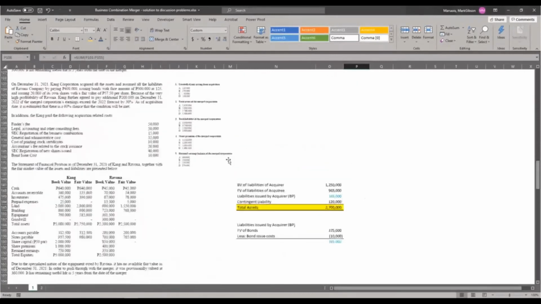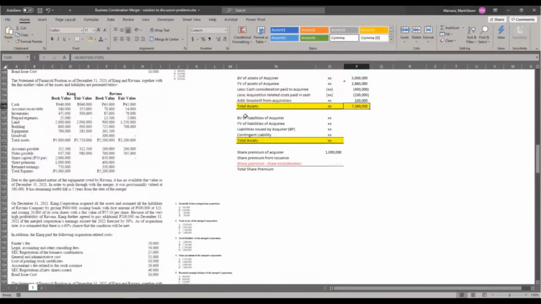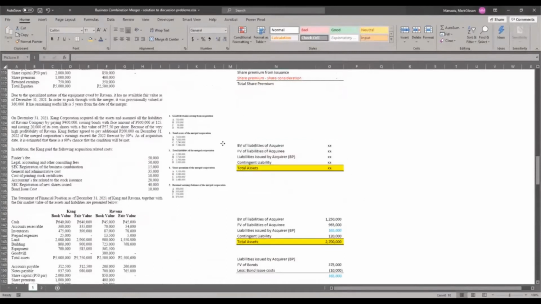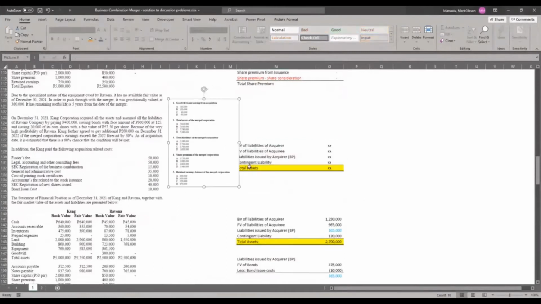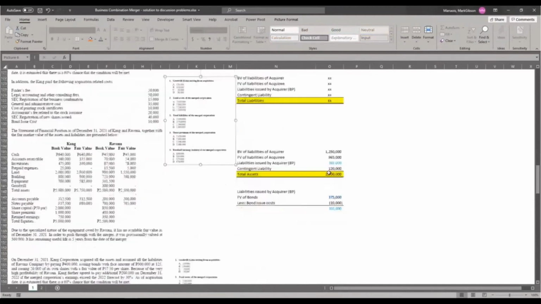Punta natin yung requirement number 3. So in requirement number 3, again, I have prepared this cheat sheet for you. Lagay ko lang dito, pero palitan ko to, no? Gawin ko na lang siyang total liabilities. Okay, pag-usapan natin yung total liabilities. So here's the cheat sheet.